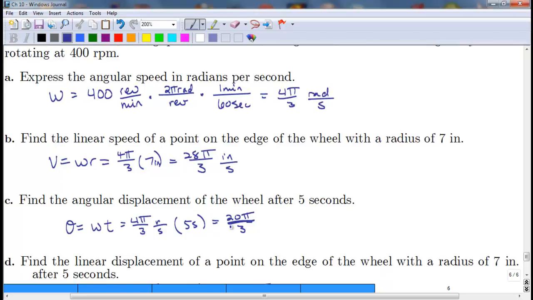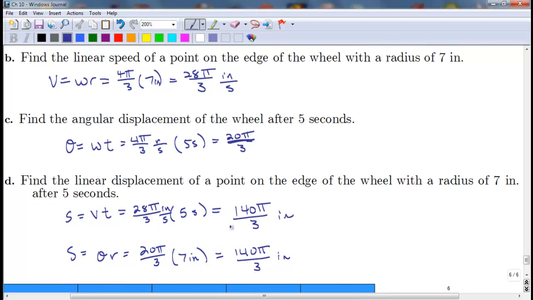The last part of the problem, you can actually do two different ways. Find the linear displacement of a point on the edge of the wheel with a radius of 7 inches after 5 seconds. One way is to look at the linear speed, and distance equals rate times time. So we take our 28 pi over 3 inches per second times our time, which was 5 seconds, and we get 140 pi over 3. The only reason we could do this was because it was the same radius. The other way we can look at it is with the arc length formula. You found your angle was 20 pi over 3, you multiply by your radius 7 inches, and again you end up with 140 pi over 3 inches. So there's two different ways that you can look at that last part of that problem.